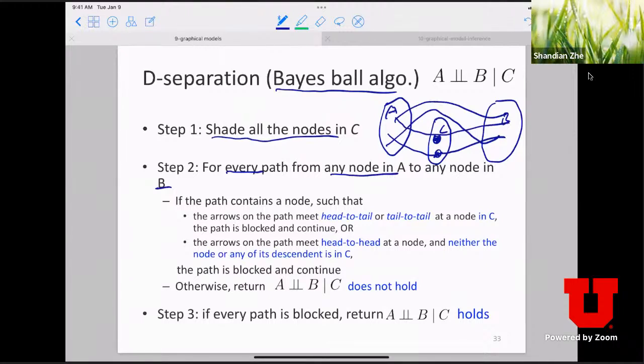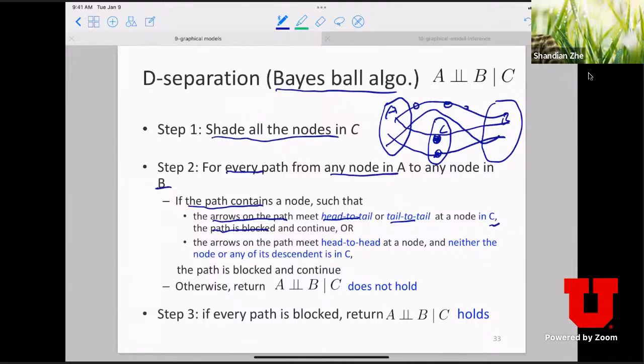We just look at every path from any node in A to any node in B, and we look at every node along this path. If the path contains a node such that the arrows on the path meet head to tail or tail to tail at a node in C, then we can claim that the path is blocked. And then we continue on to the next path.